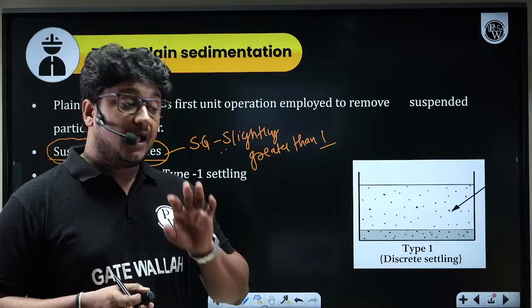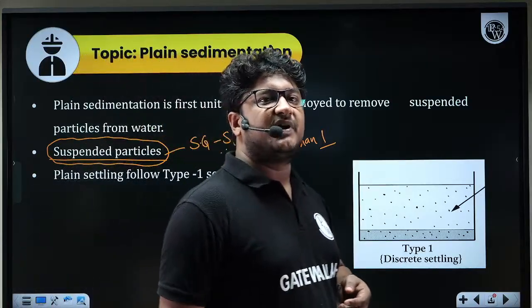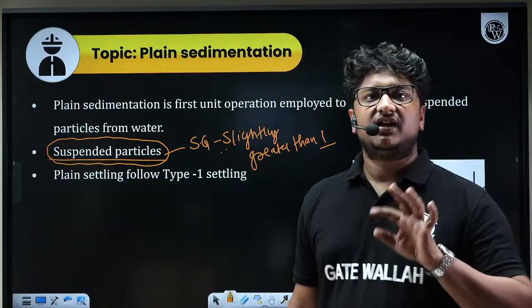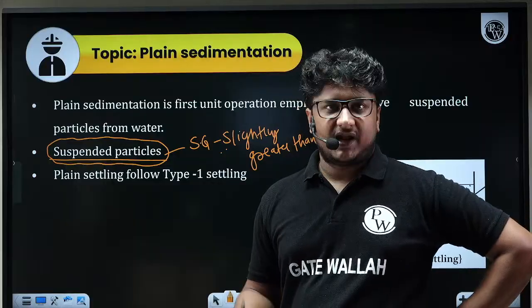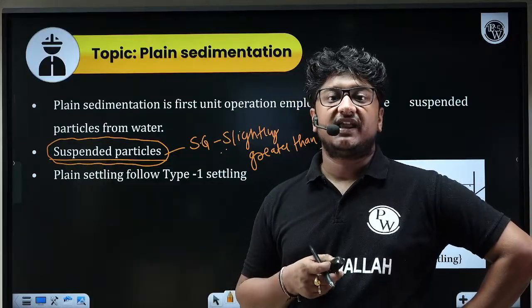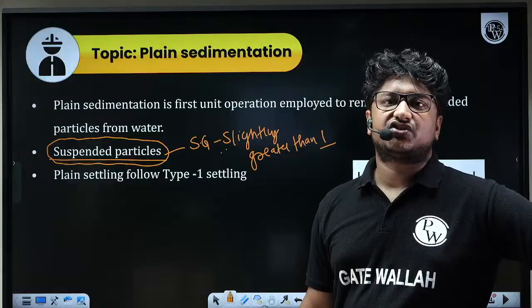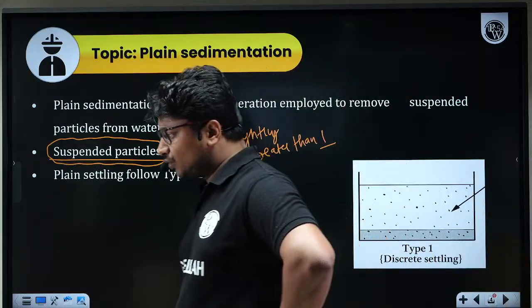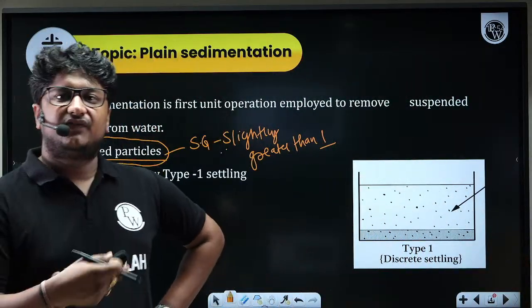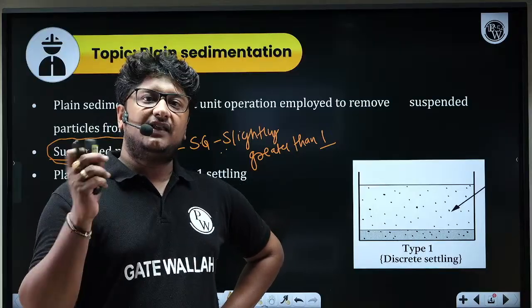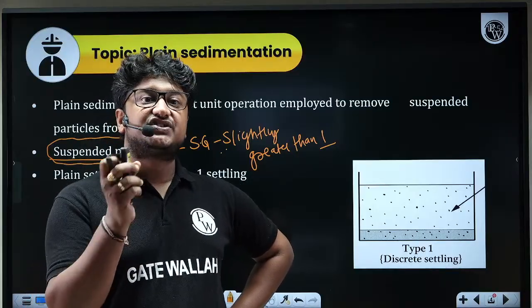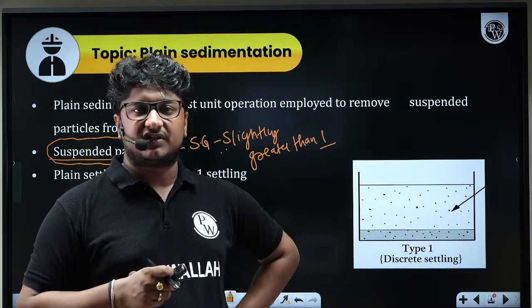Yes or no? But why are these suspended particles not settling without a plain sedimentation tank? Like, normally why are these particles not settling? Because two things are actually disturbing it. One is the flow turbulence. In that flow we have some turbulence, and the flow velocity. Because of these two things, these particles are not able to settle down.